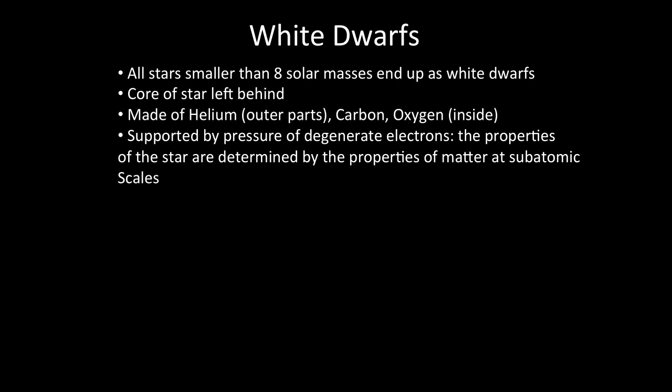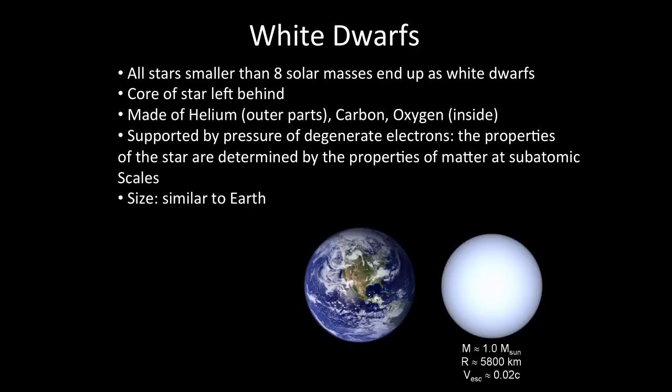The white dwarf is supported by the pressure of degenerate electrons. As I mentioned, the star is extremely dense, and the properties of the star are determined by the properties of matter at subatomic scales. They depend, particularly, on the details of quantum mechanics. The size of a white dwarf is similar to the size of the Earth. Their radius is about 6,000 kilometers.